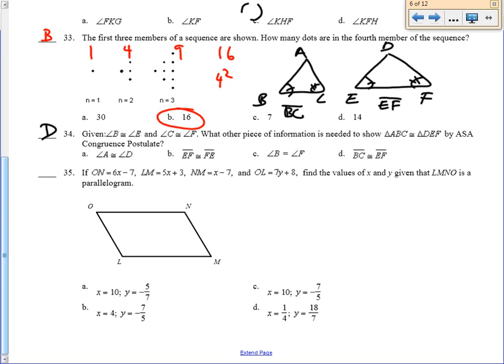Okay? 35. If ON is 6x minus 7 and LM is 5x plus 3. You can read as well as I can. LM is a parallelogram. Why did they tell you that it was a parallelogram?